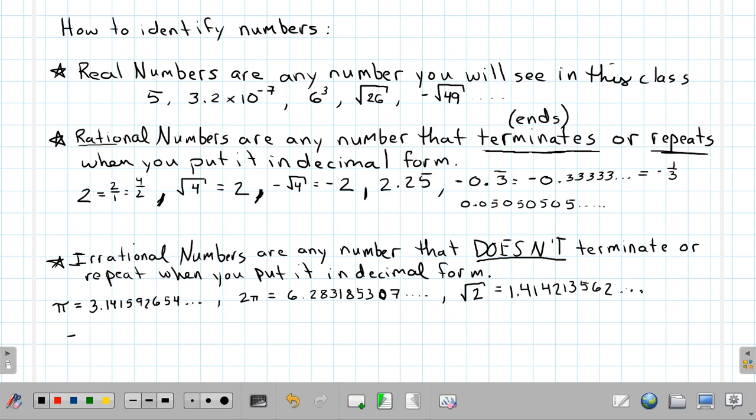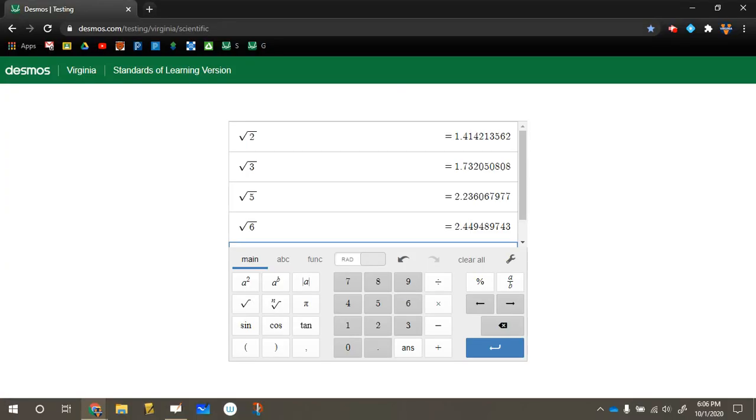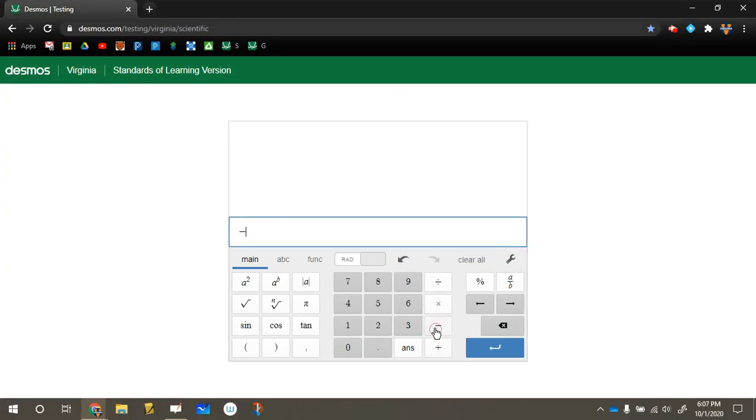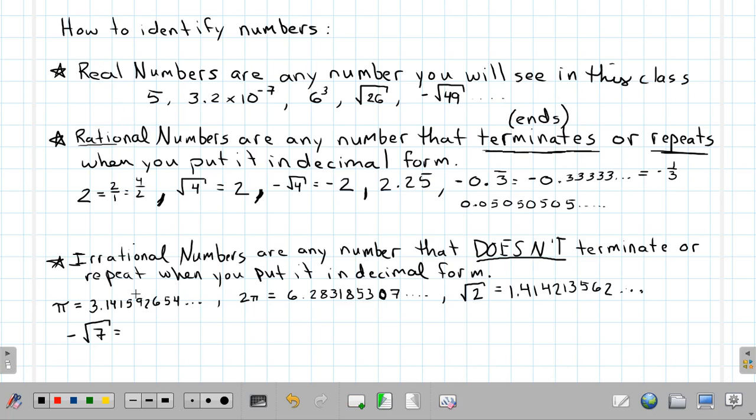The negative square root of 7 is an irrational number, because once again, let's go to the calculator. Negative square root of 7. Well, we see that number is negative 2.6457511311. Okay, so if we go back to our notes, we see that negative square root of 7 is negative 2.6457511311.